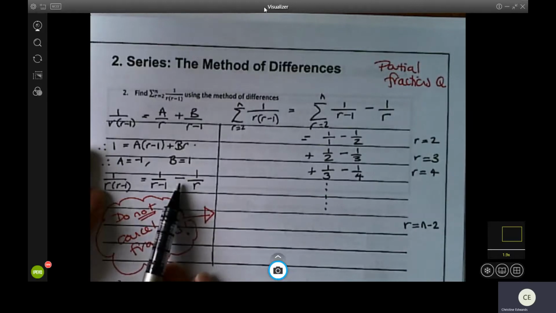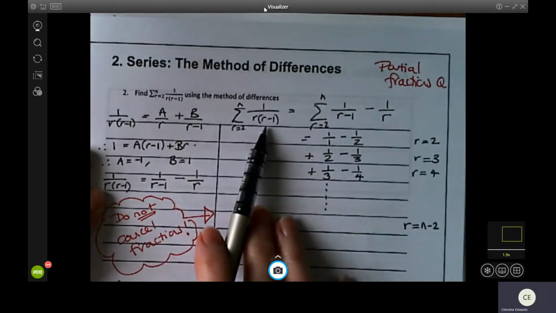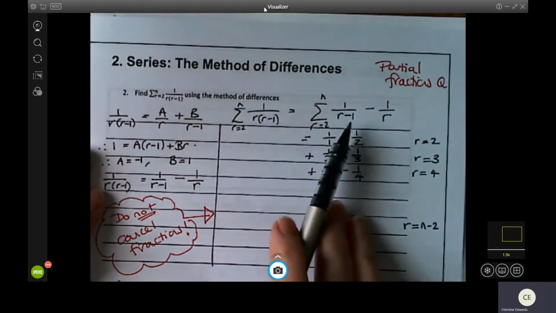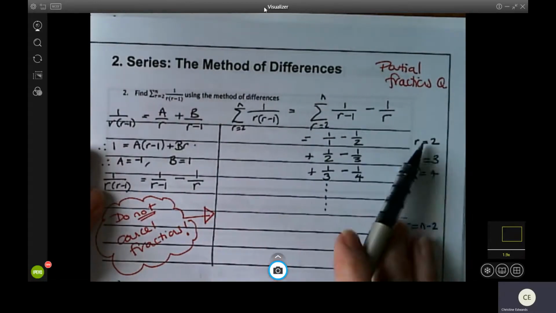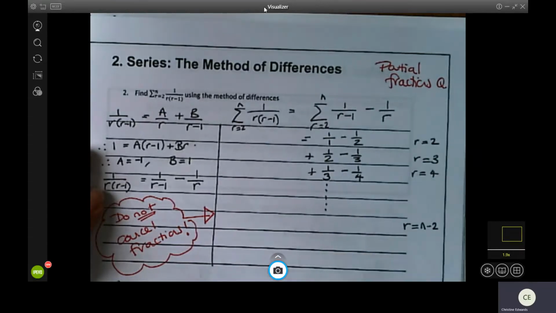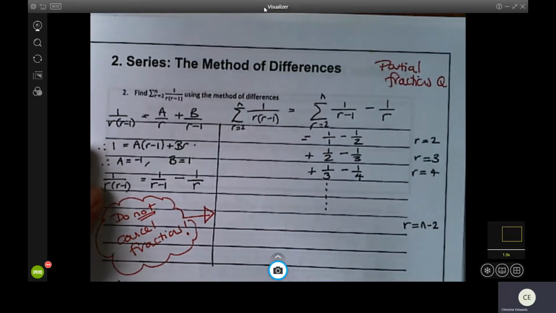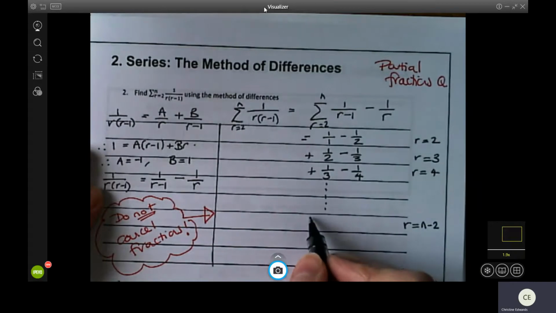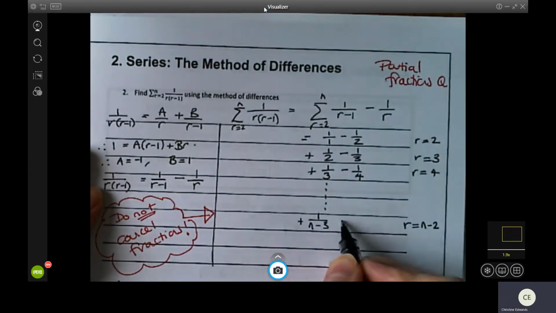with having a minus sign here. So the sum that I'm going to evaluate can be written like this. I've put in r equals 2 because that's what I'm required to start, 3 and 4. And I'm about to do the fractions for the end of the sum. So I've included n minus 2 this time. So that gives us 1 over n minus 3 minus 1 over n minus 2.